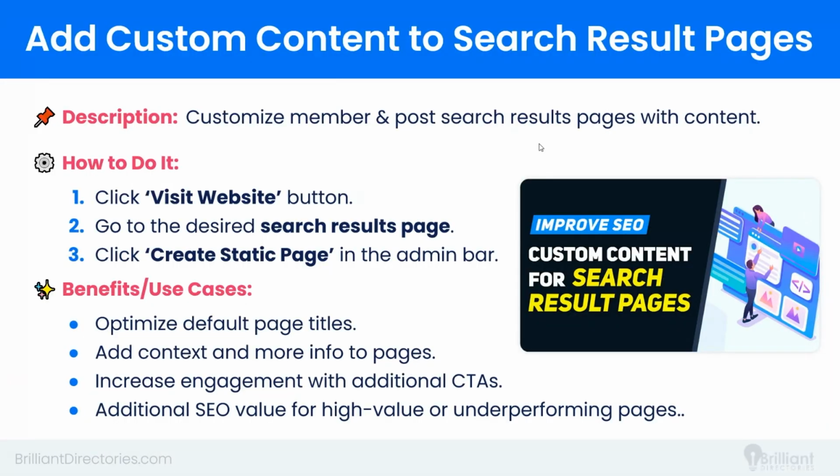All right. Such an easy way to add some extra value to some pages, and a great segue actually into the third and final quick tip here, adding custom content to search result pages. So this is with regards to your member search result pages. It could also be your post search result pages. So your articles page, events page, things like that. With this, you can add custom content to these dynamic search result pages. Basically, the way we do this is we actually use the admin bar on the front end of the website. That's the easiest way, at least, to do this.